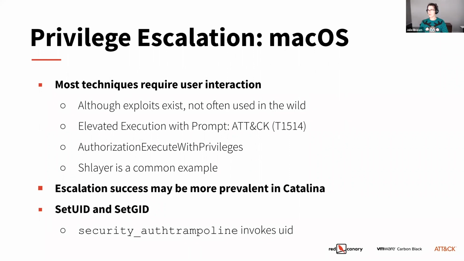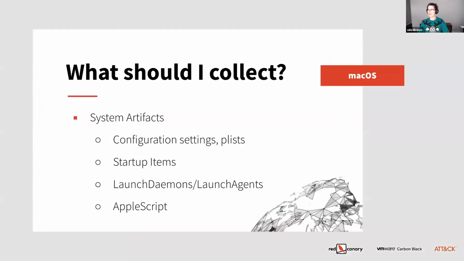I think that was a really good introduction to the current landscape on Mac of privilege escalation. So why don't we move forward with what sort of data we should be collecting?